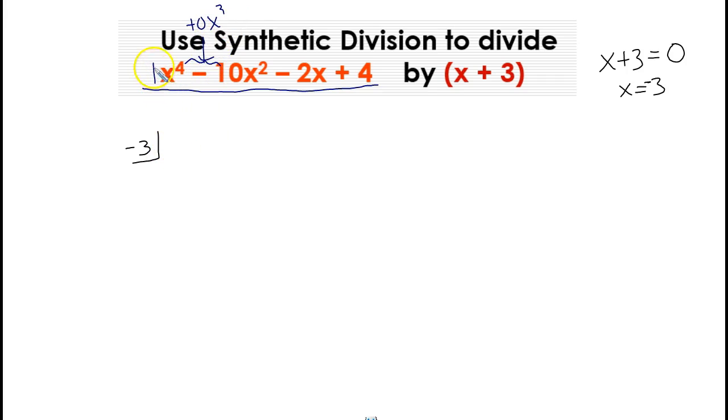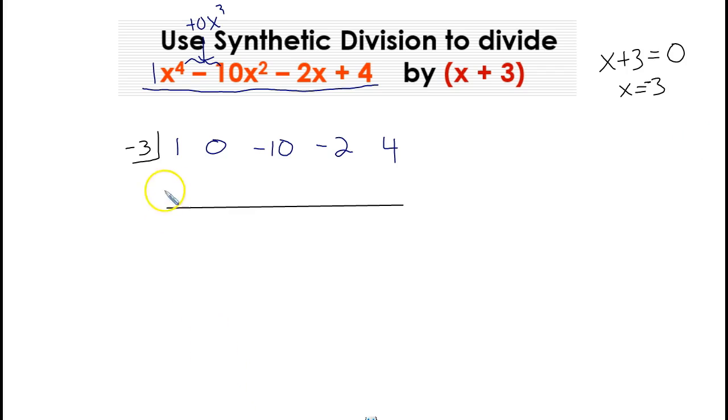So, coefficients. If there's not a number in front of it, it's an understood 1. If it's missing, we use 0. Minus 10 is a coefficient of negative 10. Minus 2 is a coefficient of negative 2. And the constant is the last number that you want to represent. We're going to draw a line under here from left to right. And here is our procedure.